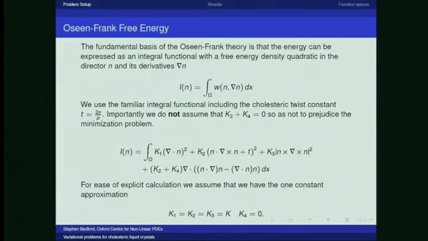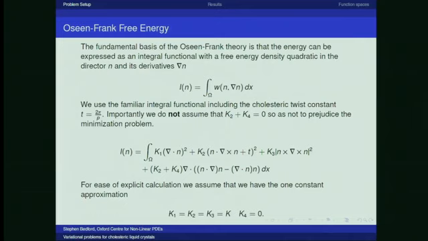So I start in the Oseen-Frank theory with all the usual things. We have the usual Oseen-Frank energy expansion, quadratic in n and the gradients of n, and with cholesterics there's this t, which is 2π over the pitch, which is non-zero for cholesterics.